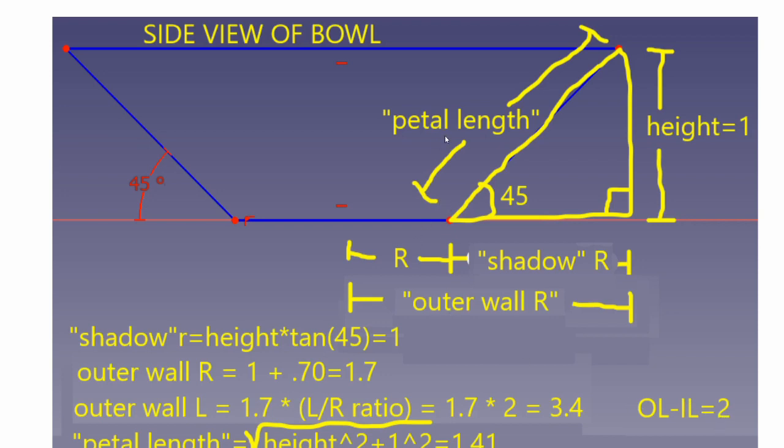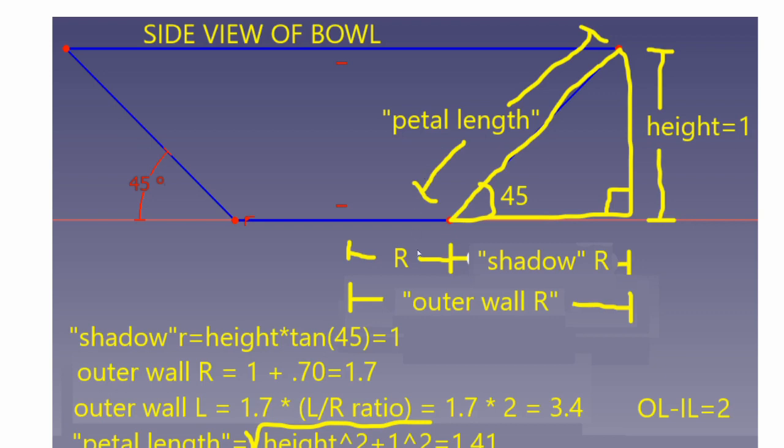Now, while we're here, we can also figure out what I'm calling the petal length, basically the hypotenuse of this triangle. I call it the petal length because if you think of these geometric bowls as sort of like flowers with petals that open up, what is the length of one of the petals? That's what I'm calling it.